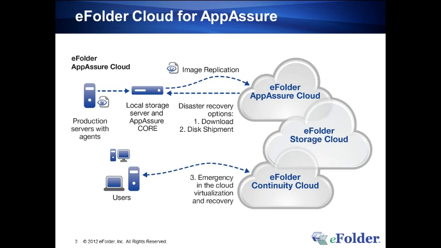eFolder enables partners by supplying them with a managed target core in the eFolder cloud that is attached to the eFolder storage cloud. Partners can scale their business from one client to scores or hundreds and simply order more logical storage from eFolder as their needs grow. With AppAssure images securely replicated and protected in the eFolder cloud, partners can deliver complete backup and disaster recovery services to their clients. Partners have multiple disaster recovery options, including image download from the cloud, priority shipment of the data on physical media, or cloud recovery with the eFolder Continuity Cloud.